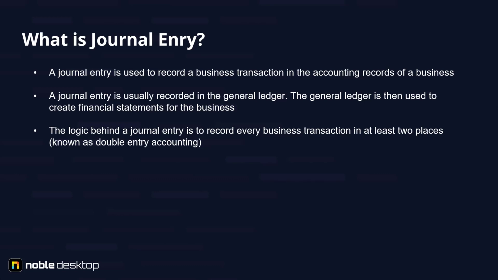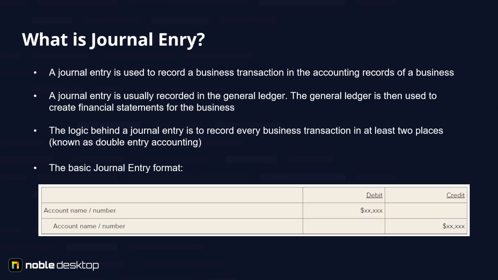The logic behind a journal entry is to record every business transaction in at least two places, known as double entry accounting. For example, when you generate a sale for cash, this increases both the revenue account and the cash account. Or if you buy goods on account, this increases both the accounts payable account and the inventory account.